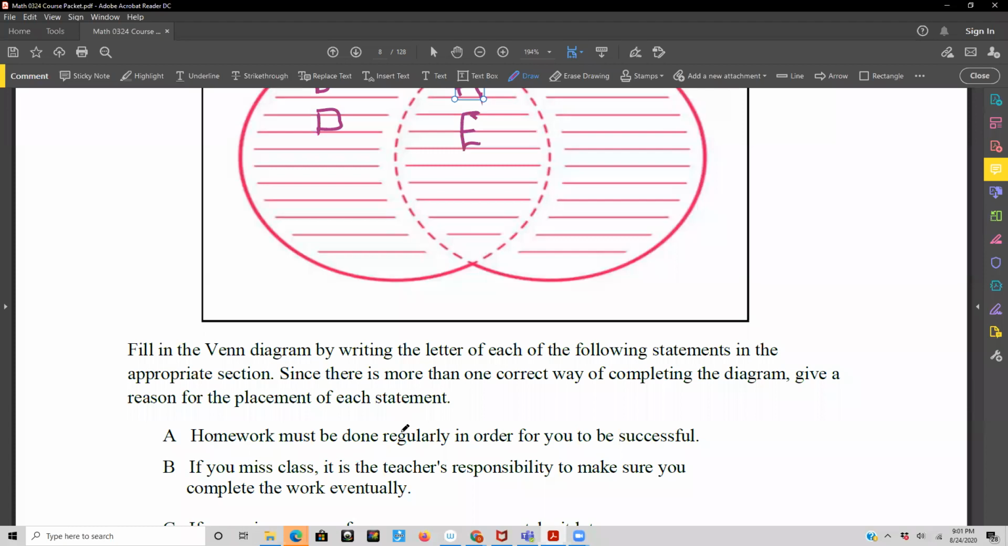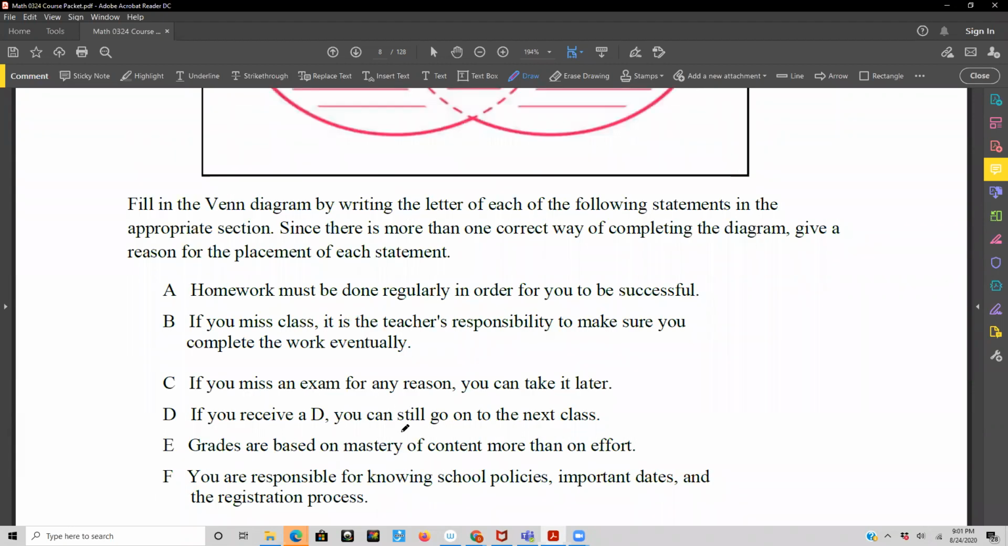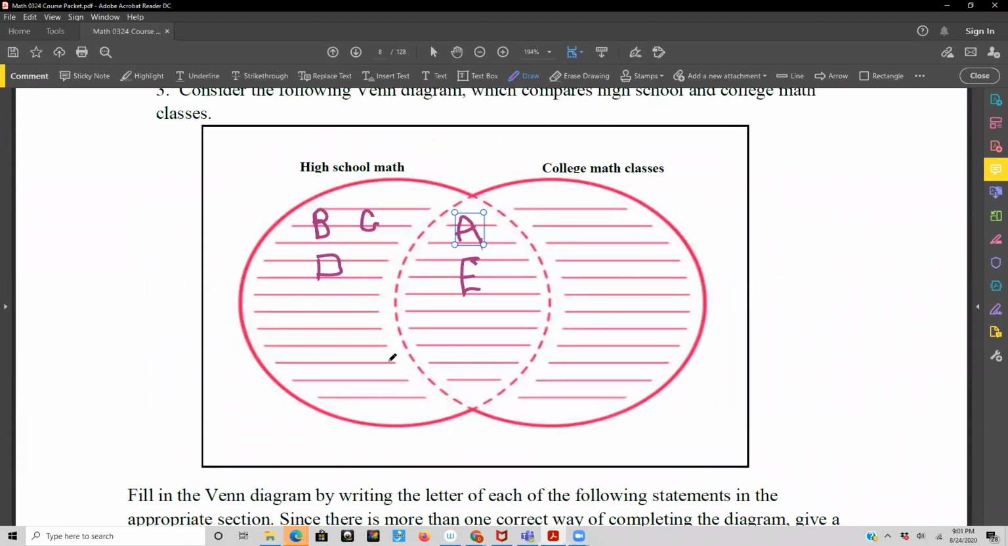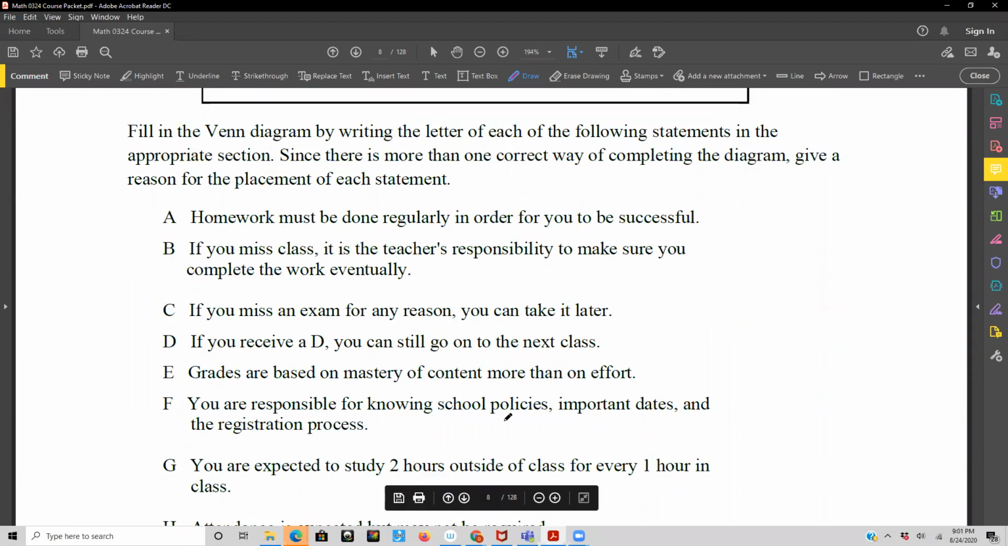All right, let's look at F. You're responsible for knowing school policies and important dates in the registration process. What do you think? Definitely college. I'm not so sure about high school. They don't hold the kids as accountable for that stuff, so I'm going to put it under college. This is my opinion. This is a weird Venn diagram. It's all opinion. But for college, for sure.